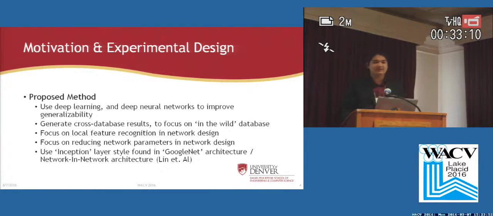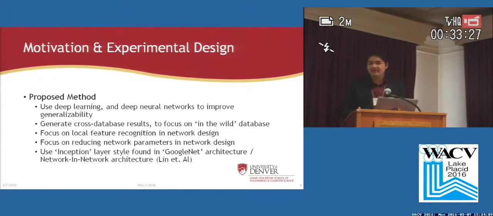So our proposed method uses deep learning and deep neural networks to improve the generalizability. The way we evaluate it is in a cross-database manner. That is, we use 5 or 6 databases to train the network, and then a second, alternate database to evaluate the network itself.